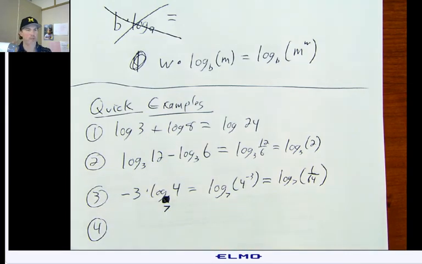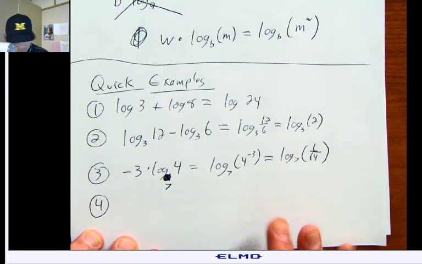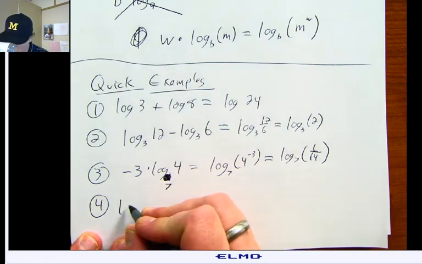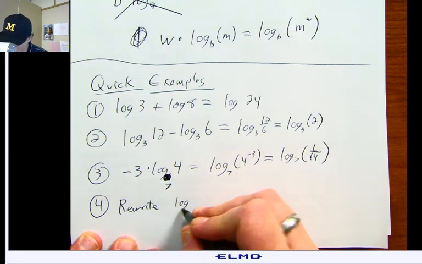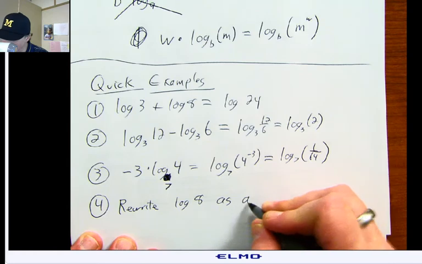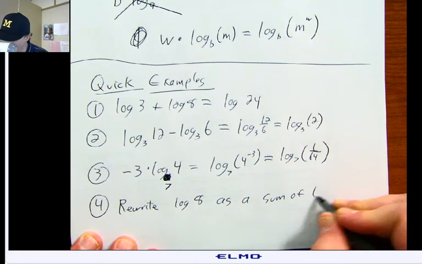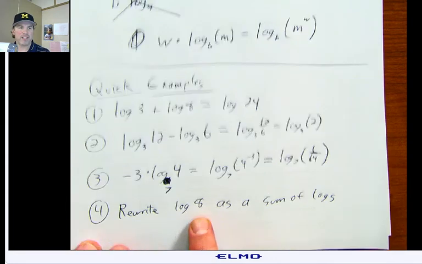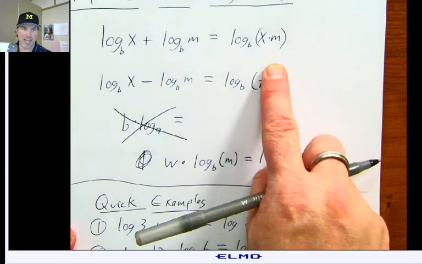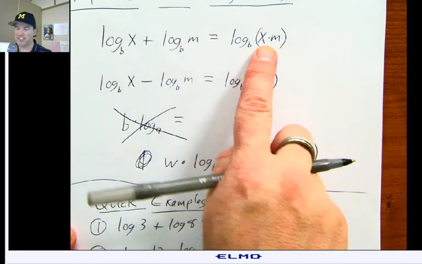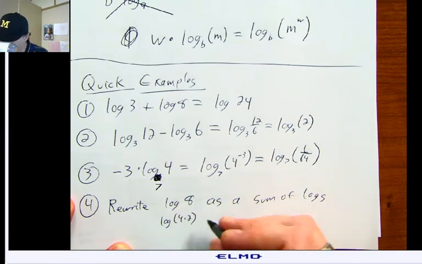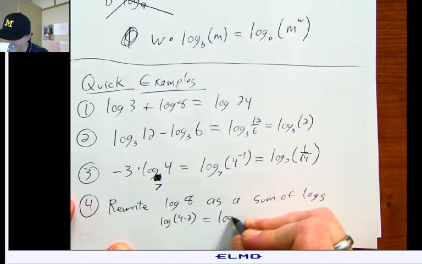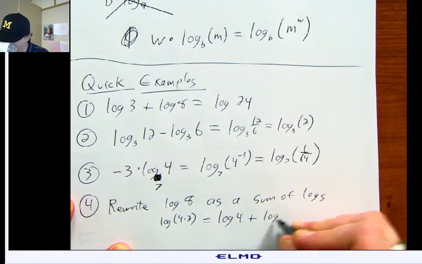Those are forwards problems where we're condensing the log. Sometimes they will tell you to rewrite log 8 as a sum of logs. So it's going the opposite way. They're giving us log 8, and we have to get this. So what times what equals 8? That would be 4 times 2. So log of 4 times 2. And using that rule from earlier, that would have to be log 4 plus log 2.